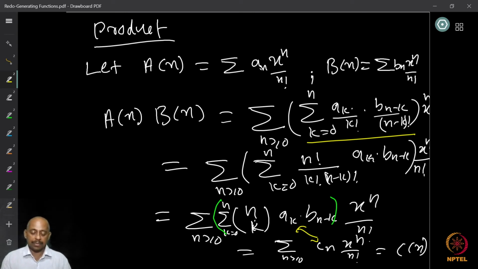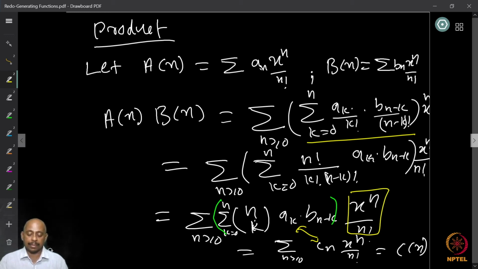We are just writing it in a nice form by converting it, because we are looking at the exponential generating function, and we want the coefficient of x^n by n factorial as our defining term. So we convert into that form and then we get the summation of n choose k into a_k into b_(n-k), k ranging from 0 to n. Now we want to see how this makes sense so that c_n is well defined. c_n is well defined, but what is the counting sequence for which object?